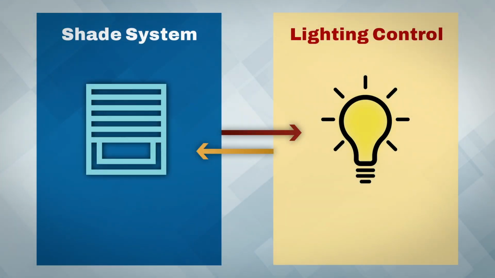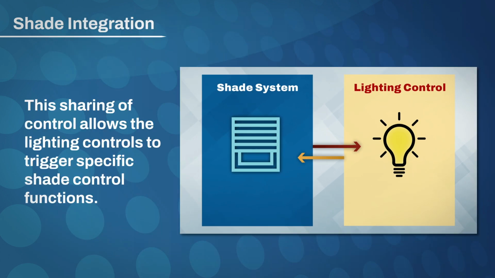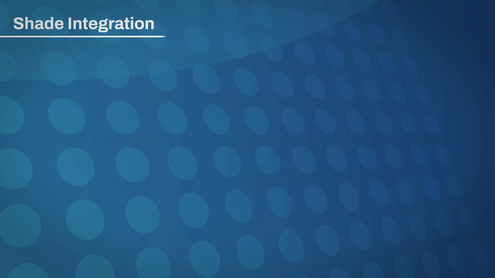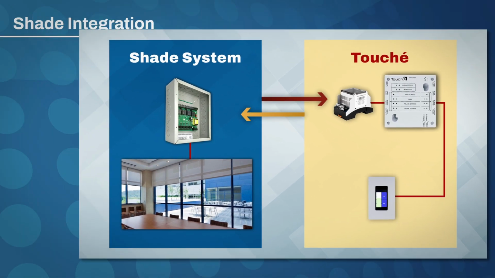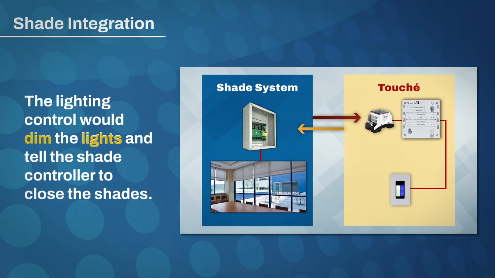Integration of a lighting control system to a shade controller is the process of connecting the two systems, which allows for control of the shades to be shared with the lighting control system. This sharing of control allows the lighting control system to trigger specific shade control functions. An example would be that when a presentation button is pressed on the lighting control wall station, the lighting controls would dim the lights down, but also tell the shade controller to close the shades.